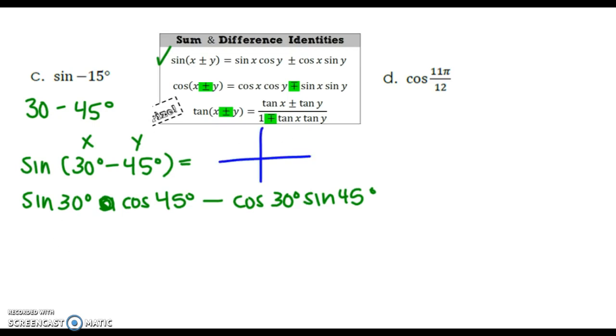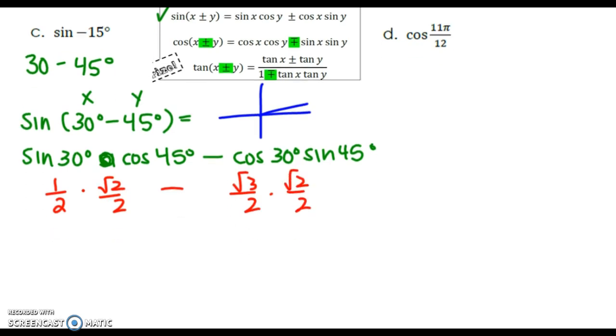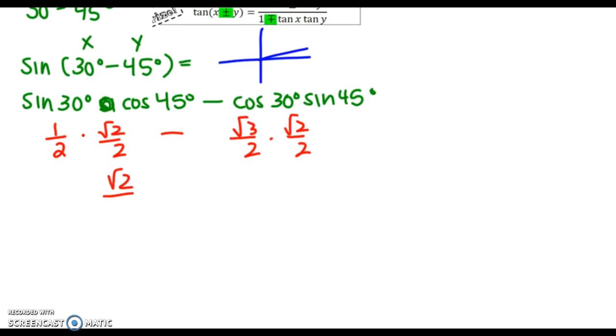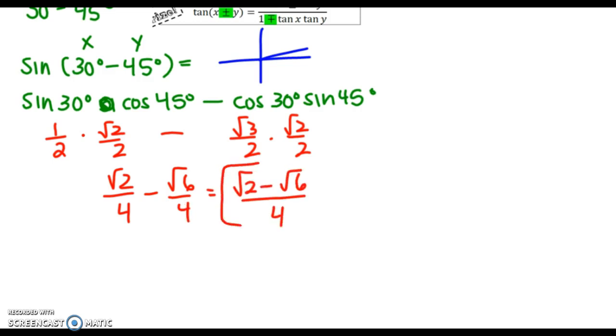We're in the first quadrant for everything, which is what you want to prefer. 30 degrees is hanging out right here. So 1/2 times radical 2 over 2. Subtract cosine of 30, which is radical 3 over 2, times sine of 45, radical 2 over 2. So radical 2 over 4, subtract radical 6 over 4. Write it as one fraction. Radical 2 minus radical 6 over 4.